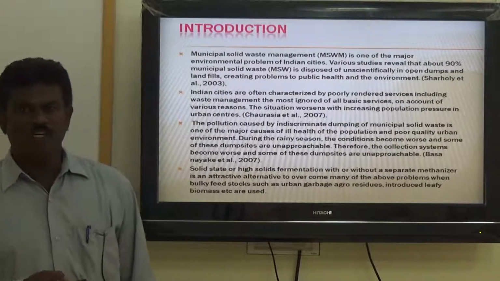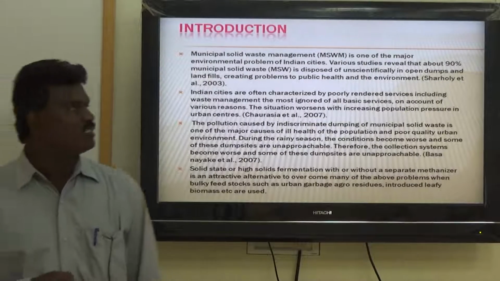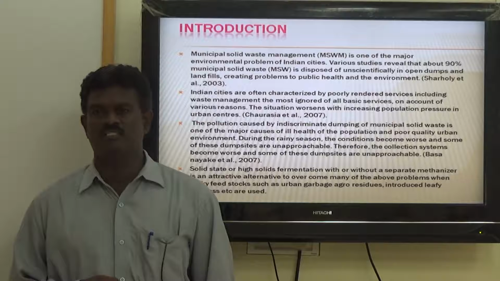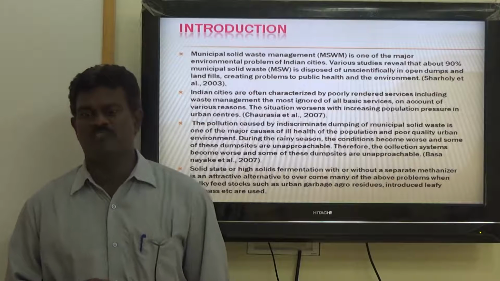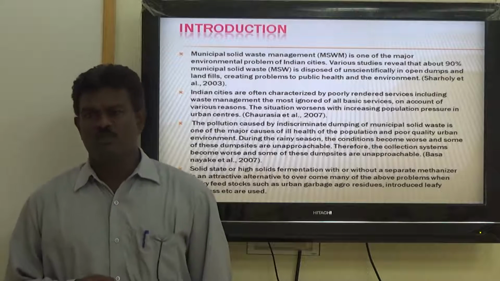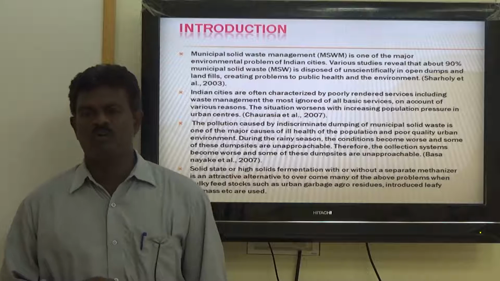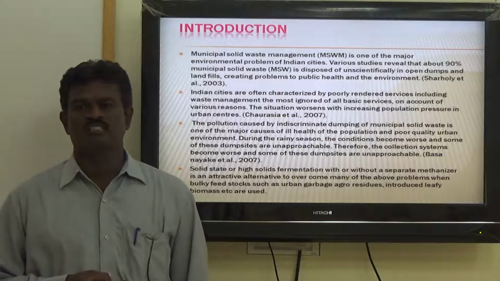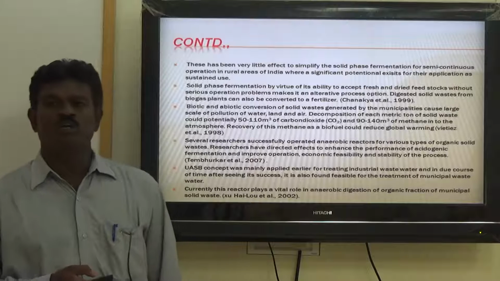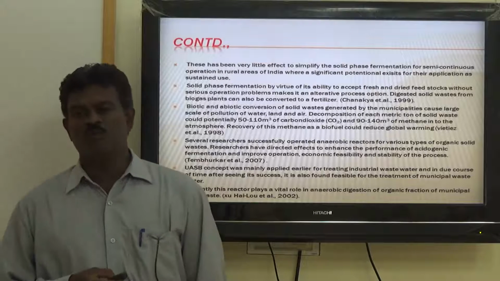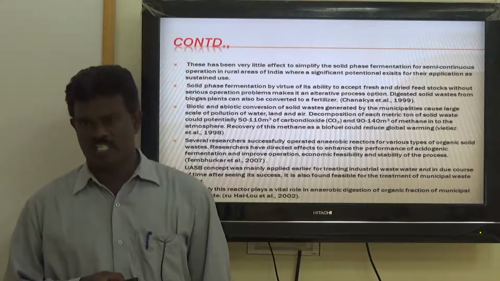reactor. Everybody knows there is municipal solid waste generation in all the important cities of India, specifically in Tamil Nadu. Erode is a fast developing city. A huge amount of solid waste is generated, around 1200 tons of solid waste in Erode. It is segregated into non-biodegradable waste and biodegradable waste.